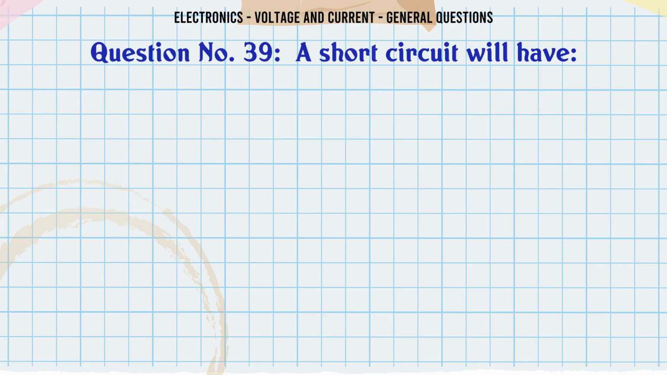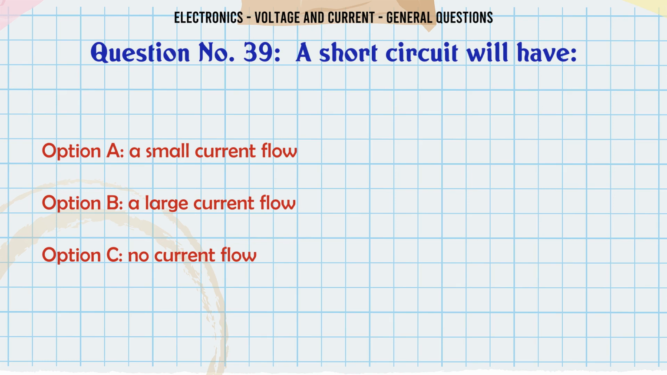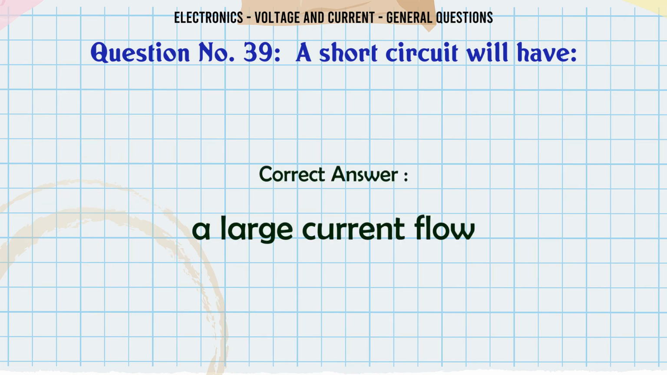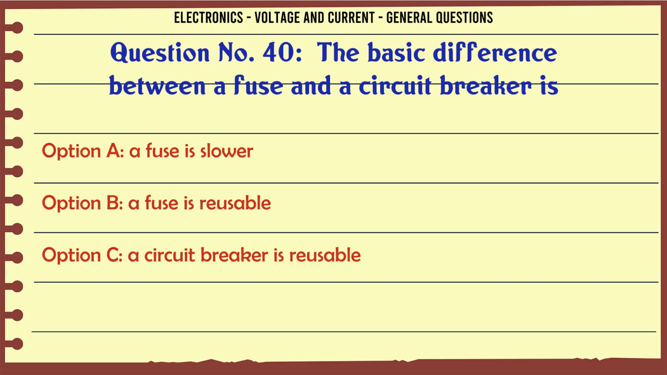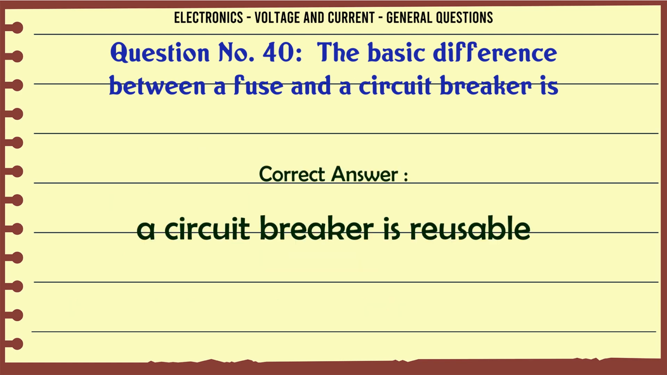A short circuit will have A. a small current flow, B. a large current flow, C. no current flow, D. some current flow. The correct answer is a large current flow. The basic difference between a fuse and a circuit breaker is A. a fuse is slower, B. a fuse is reusable, C. a circuit breaker is reusable, D. a circuit breaker is more reliable. The correct answer is a circuit breaker is reusable.